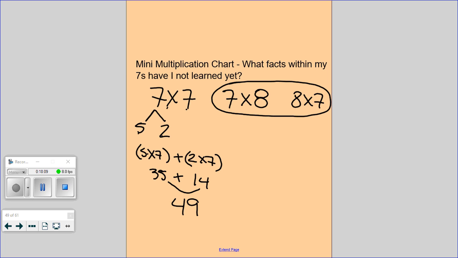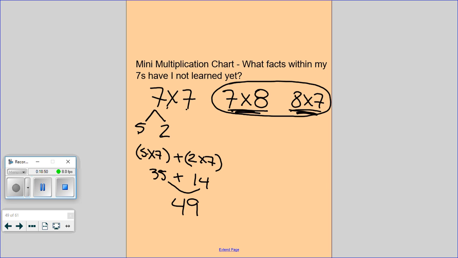On your own, I want you to either do 7 times 8 or 8 times 7. It doesn't matter because I'm still going to get the same product. I want you to use the break apart strategy. Once you have figured it out, add it to your multiplication chart. Does that make sense? So you're going to solve one of these. They're the same value. Then you're going to add it to your multiplication chart. Okay? Alright, I want to see break apart.